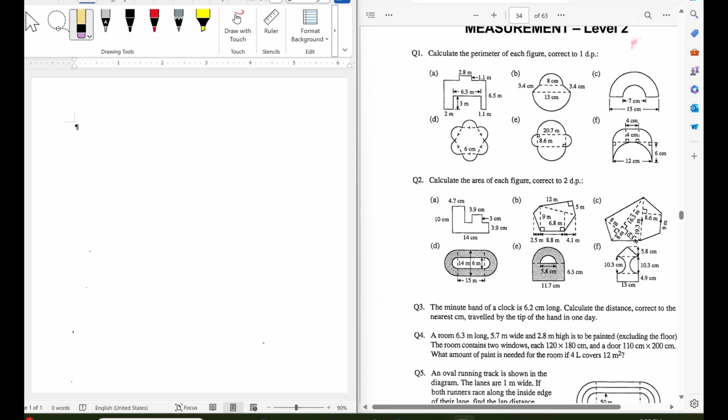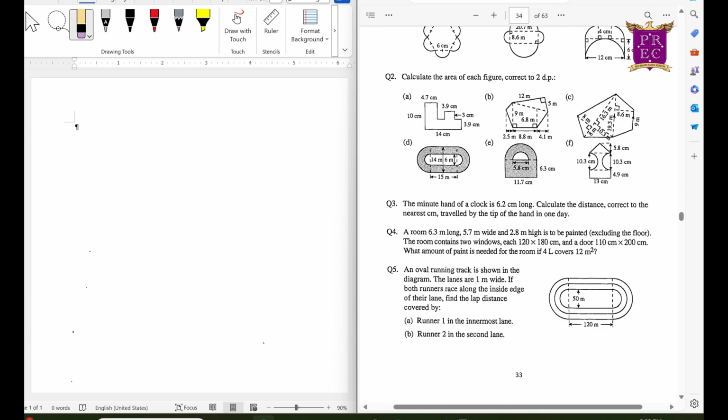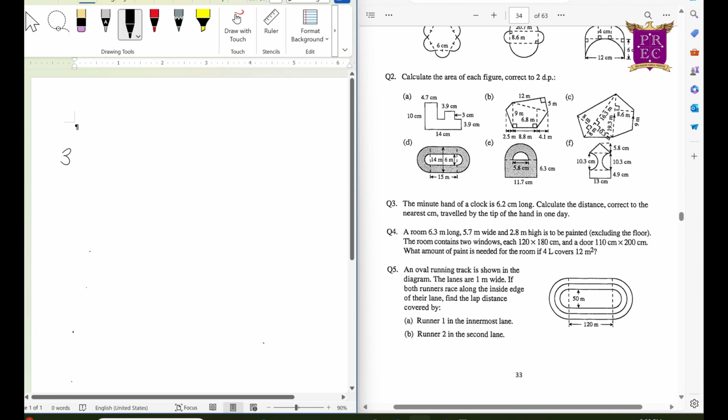Alright guys, today we'll be going through problem solving questions for measurements, and we'll start with the level 2 questions. The problem solving questions start at question 3, and we'll just quickly have a look at what the question says. The minute hand of a clock is 6.2 centimeters long. Calculate the distance correct to the nearest centimeter traveled by the tip of the hand in 1 day.